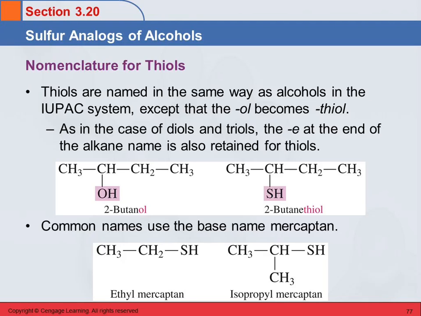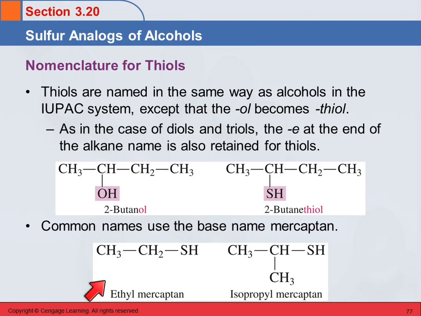So these are named using the same pattern as alcohols. With alcohols, we change the ending of the name to ol, and here we're going to change it to thiol to indicate that there's sulfur. So this is butanol, and this is butane thiol. So the E gets left in there for pronunciation's sake, just like we did with the diols and triols. If we had 2 oxygens, it would be butane diol, and so with the thiol, it's butane thiol.